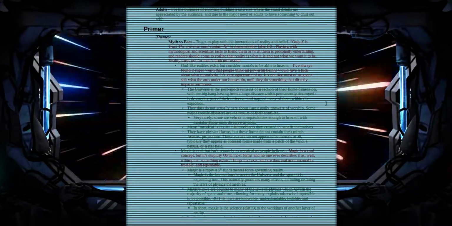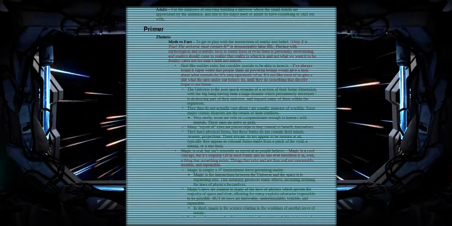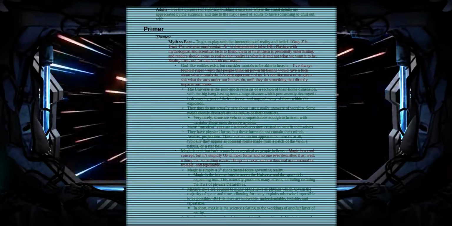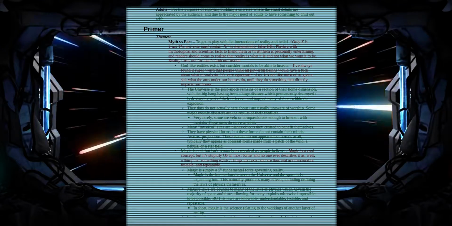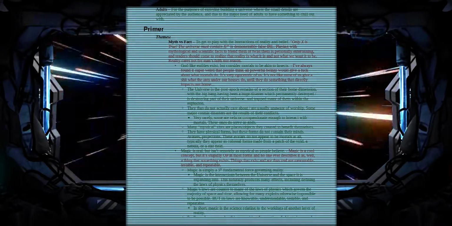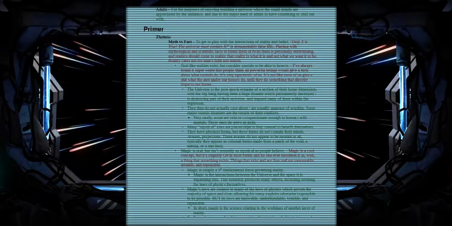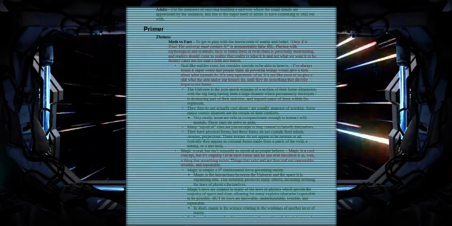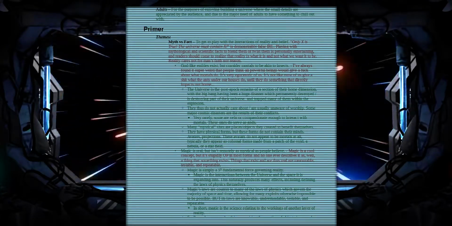Now let's get to the real big meat of this. Myth versus fact. Last time I picked myth versus fact to get to play with the interactions of reality and belief. And I did pick that because there's this idea: only X is true, the universe must contain X. And that is demonstrably false in real life. Playing with mythological and scientific facts to blend them or twist them is also personally entertaining to me, and I hope that readers who read this should come to realize that reality is what it is, and not what we want it to be. Reality cares for no man's faith nor reason.